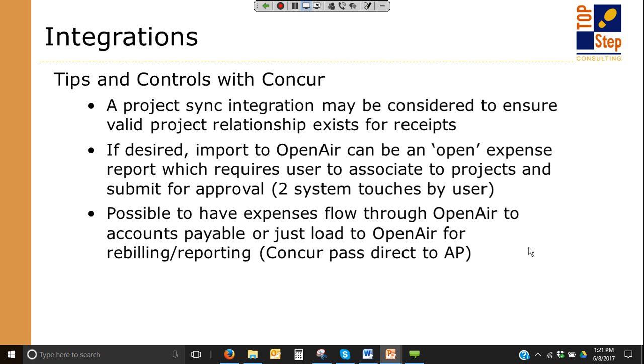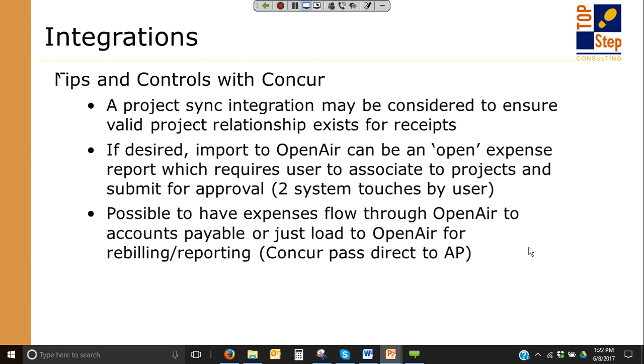But if not, if your organization as a whole is not completely in OpenAir, you tend to start leaving people out. So what you may consider is having Concur integration with your accounting system for payables, and have a Concur integration with OpenAir for rebilling only, and not have OpenAir pass anything over to your accounting system. So you could think of those as both valid flows. It just depends on your organization structure and what's more usable.